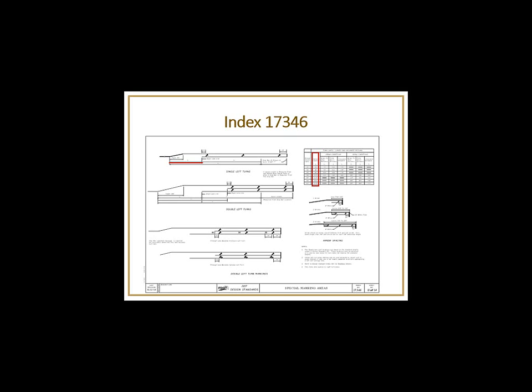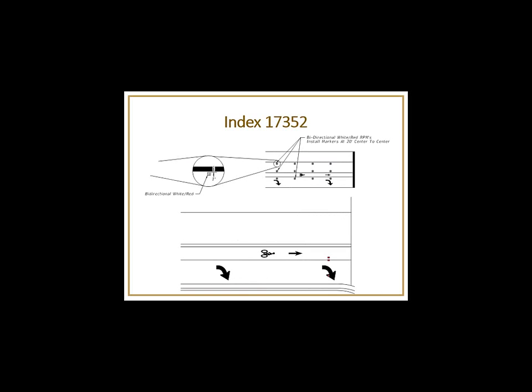Another question that we thought most people would understand, but it's consistent with the MUTCD, had to do with the RPMs and how they were installed on a buffered bike lane. Now, Index 17352 showed how the RPMs were installed for a typical 4-foot bike lane. They were not in the bike lane. You notice that they are on one side or the other to stay out of the bike lane.